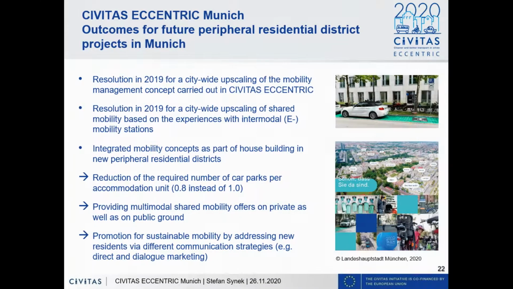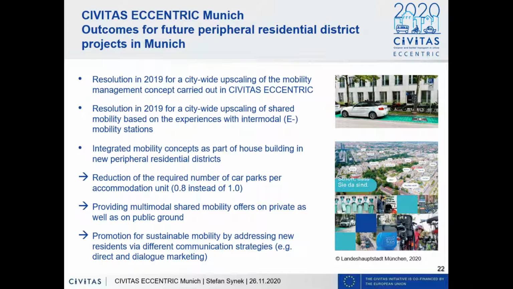So overall, lastly, coming to the outcomes, we see that the most important impacts are on policies and urban mobility strategies in Munich. Based on different measures, several resolutions passed the Munich City Council in the last years, like, for example, very important, the citywide upscaling of shared mobility and also the mobility management. So, for example, dialogue and direct marketing campaigns.